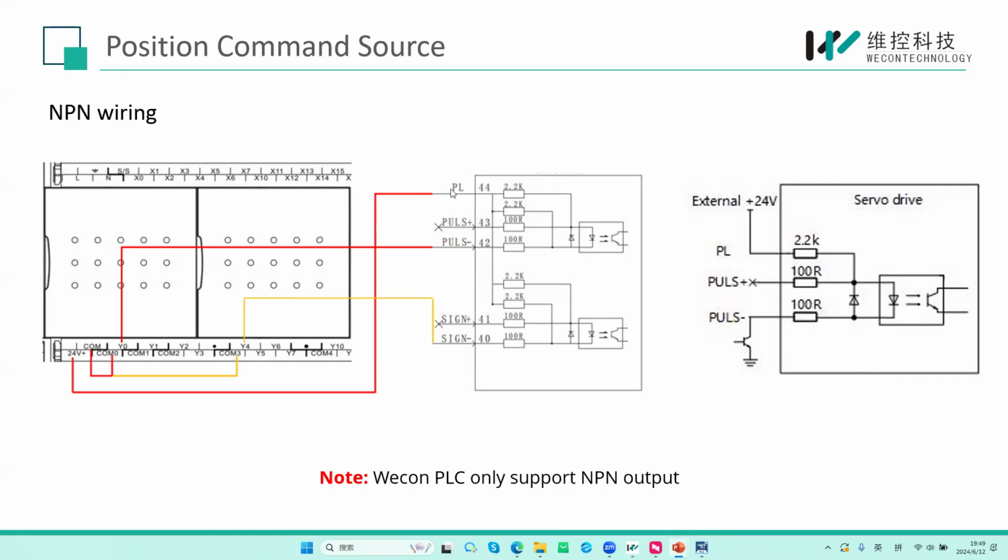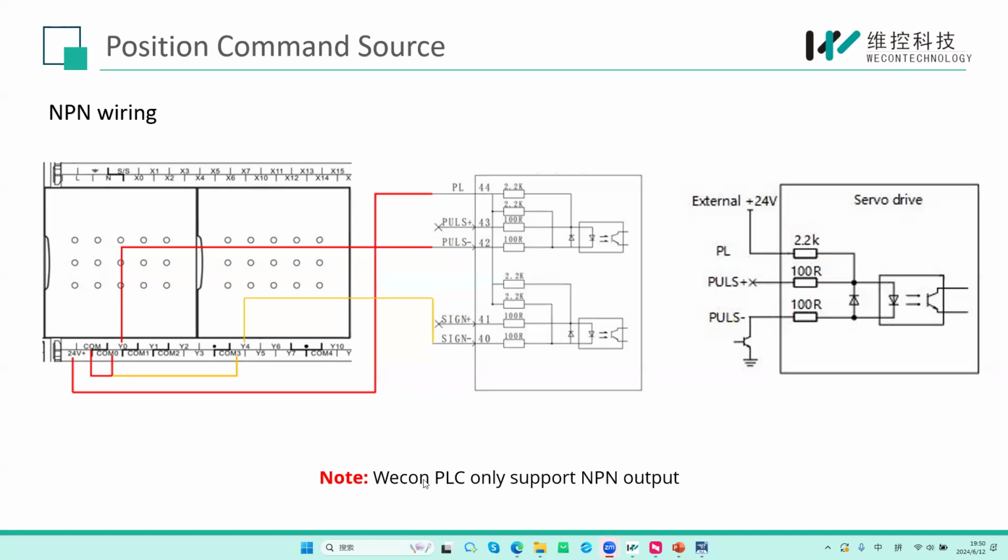And after these two, we also need to connect an external 24 voltage to our pin 44, this PL terminal. So we can see here we need to connect 3 cables between the servo driver and the PLC. And on the PLC side, we also need to connect the sub COM ports to our main COM port. You can see here we need to connect COM3 to COM1, to COM0, and connect COM0 to COM. Okay, this is how to connect the Wecon PLC and our driver.